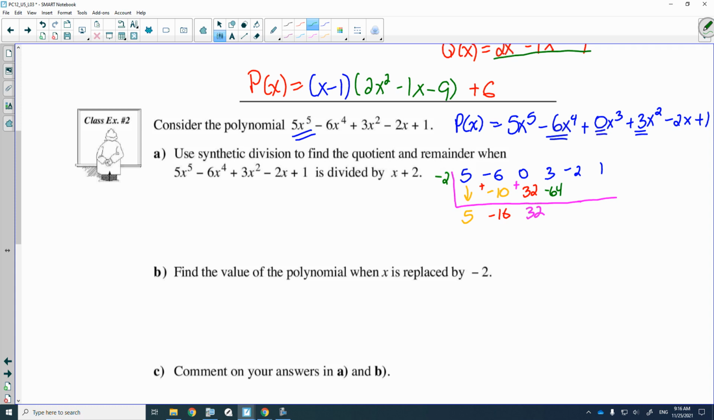Then you add 3 plus negative 64, which will give you negative 61. Then you multiply. Negative 61 times negative 2 is going to give me a positive number. 61 times 2 is 122. Then you add. Negative 2 plus 122 is 120.